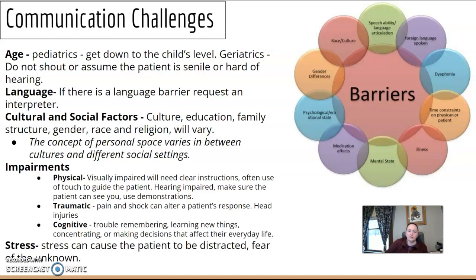Cognitive impairments: your patient might have trouble remembering, learning new things, trouble concentrating. It could be maybe a dementia patient, and they're having trouble remembering things or making decisions that affect their life. And stress. Stress can cause the patient to be distracted and just fearful of the unknown. So be aware that your patient's state might be affecting their behavior.